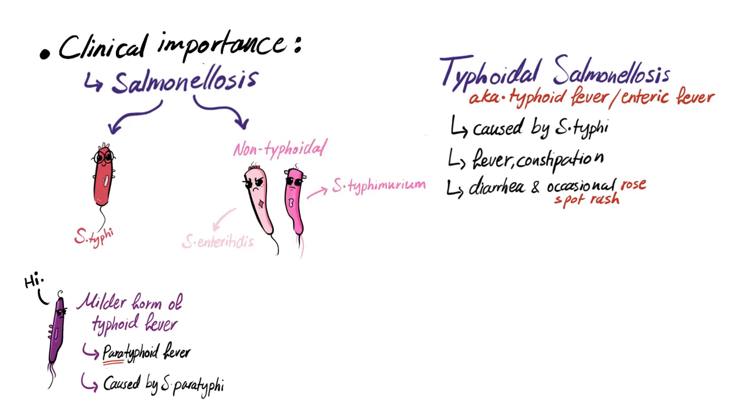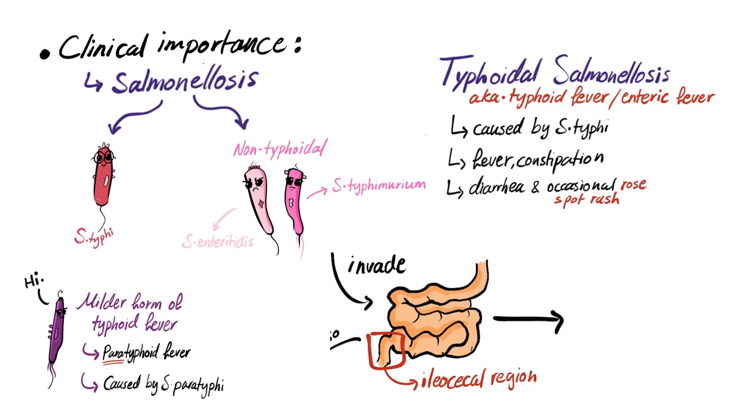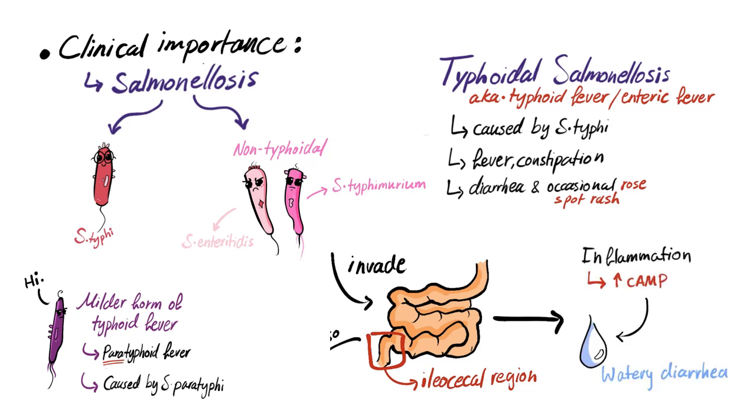The other salmonellosis can be caused by non-typhoidal strains or species. We call them Salmonella enteritidis and Salmonella typhimurium. These two bacteria invade the ileocecal region of the gastrointestinal tract and cause inflammation and an increase in cyclic AMP, and this results in watery diarrhea. That's why this is very mild.